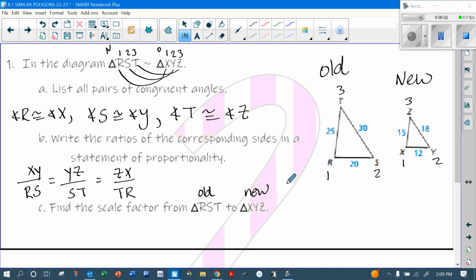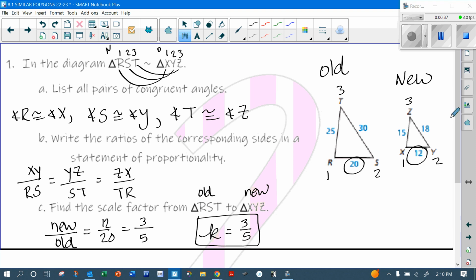So new over old. So that's going to look like new over old, which is going to be, you can pick any side. I'm going to pick 12 over 20, and it will reduce. 4 will go into 12 3 times. 4 will go into 20 5 times. So therefore, my scale factor is 3 over 5.